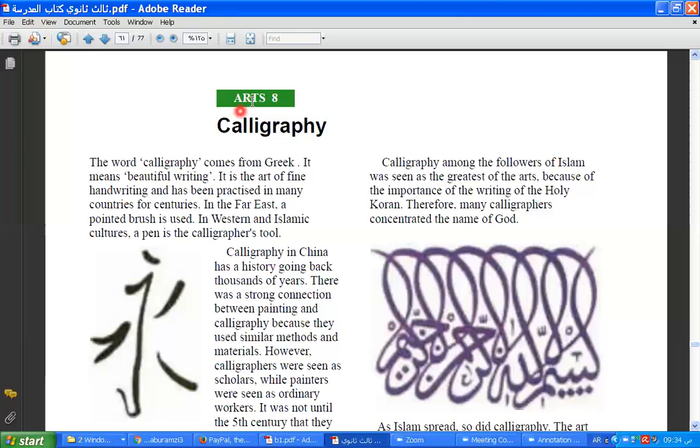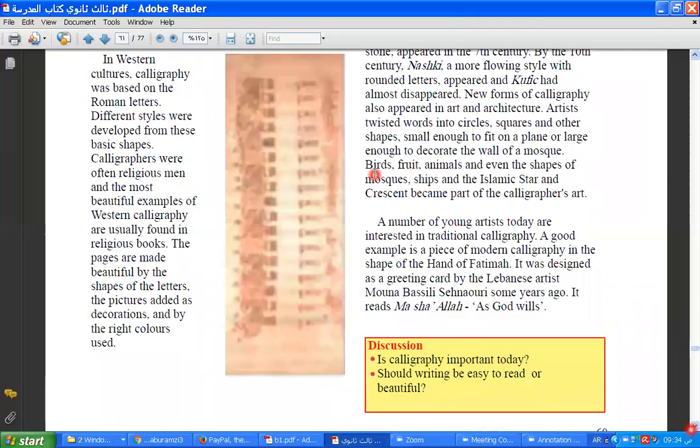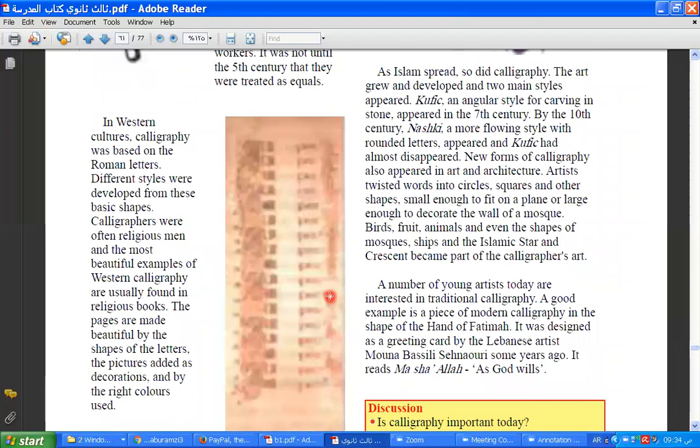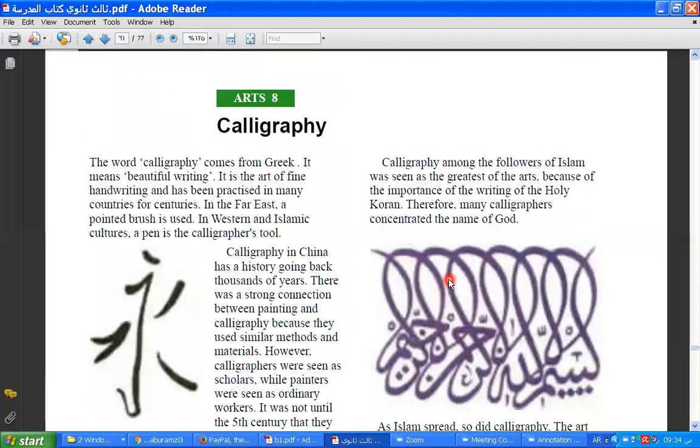So in art number 8, today we are going to talk about calligraphy. Do you know the meaning of calligraphy? Look here, you can see some examples. Here is also an Arabic one, called al-basmala. And here, I don't know, is it ancient Chinese or Western calligraphy? So calligraphy means fan al-khat, the art of handwriting.